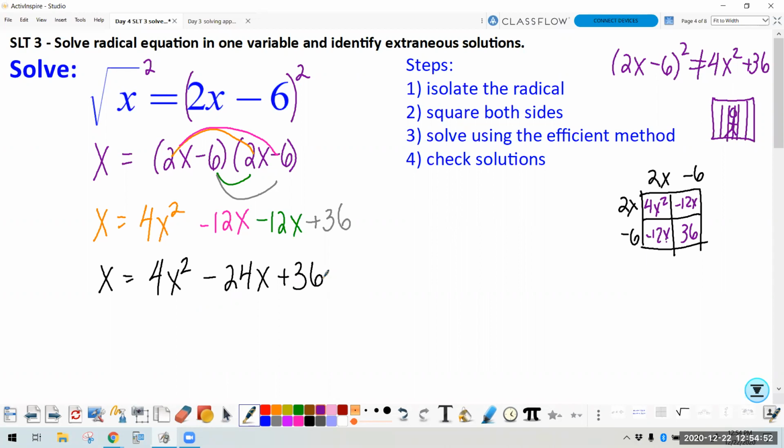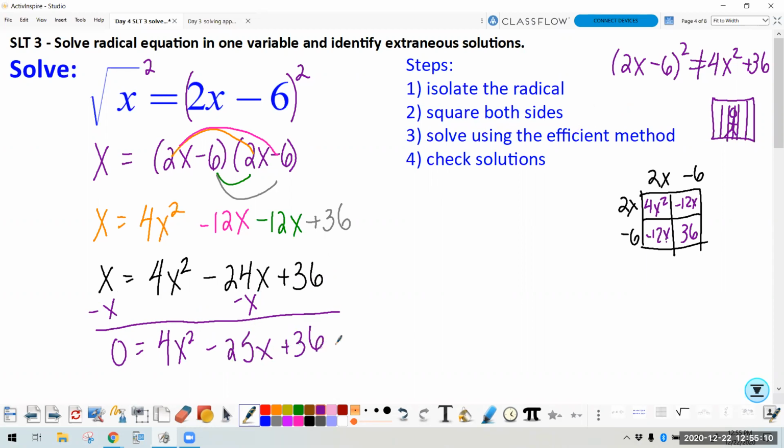When I write it out here, I am going to write it in standard form because now we're going to solve using the most efficient method for quadratics. I need to get this equal to 0. Then I have a chat question. So the radical was already isolated. Yes, for this problem, the radical was already isolated by itself on one side of the equal sign.